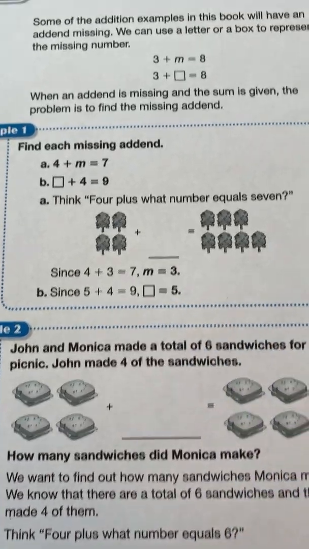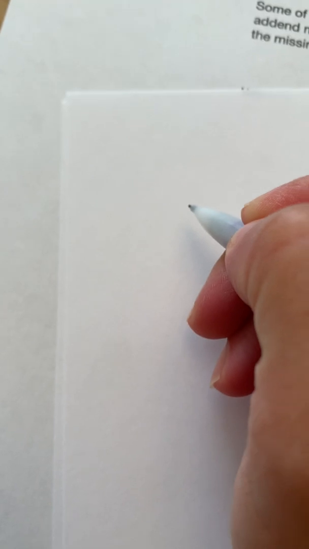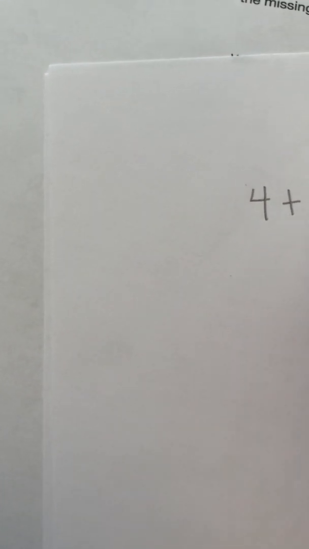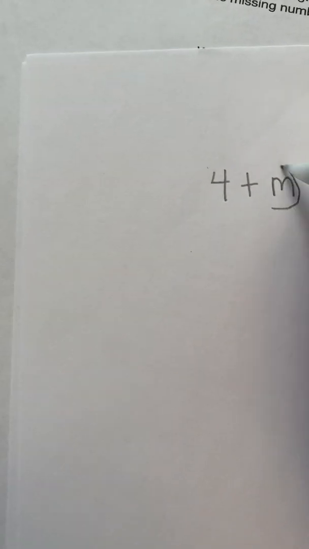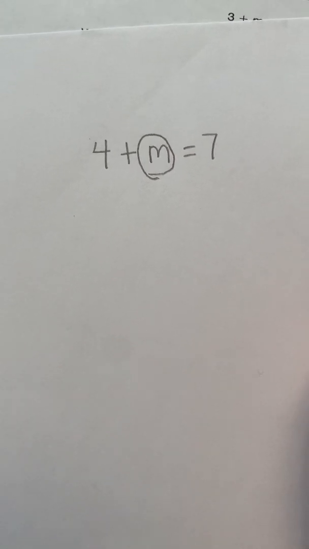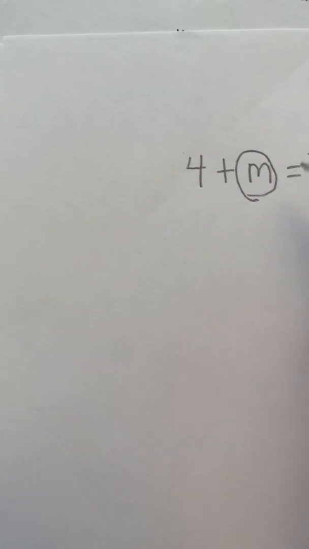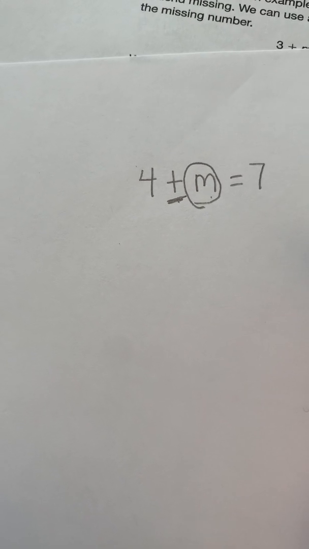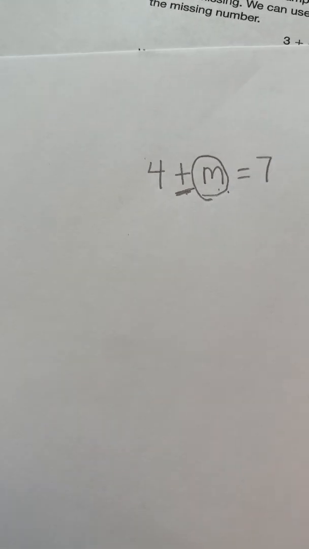However, I know that I showed you in school, let me just get my paper here, an easier way to find this. And this is actually going to be very helpful for you as you get into the higher math. So let's go back to 4 plus M equals 7. This is what we're looking for, the missing add-in. Remember, I told you that when you see an addition sentence with a missing add-in, you need to do the opposite of that operation to find the missing add-in.